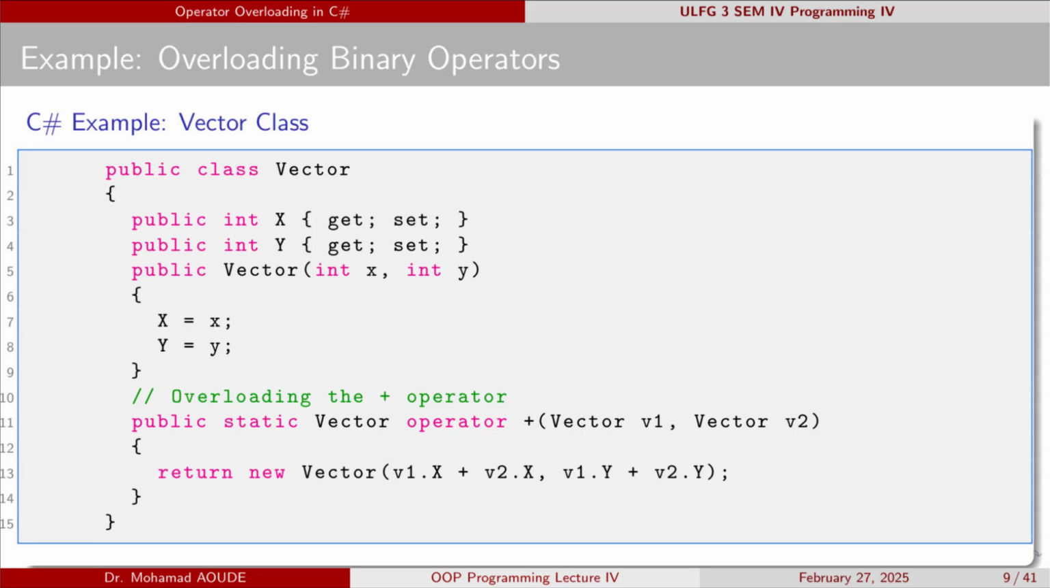Here's a classic binary operator example, adding two vectors. We overload plus so we can write vector result equals vector1 plus vector2. Behind the scenes, the overloaded plus method adds the x and y components separately. This reflects the principle of natural interaction. Your objects behave like mathematical concepts without complicated syntax.